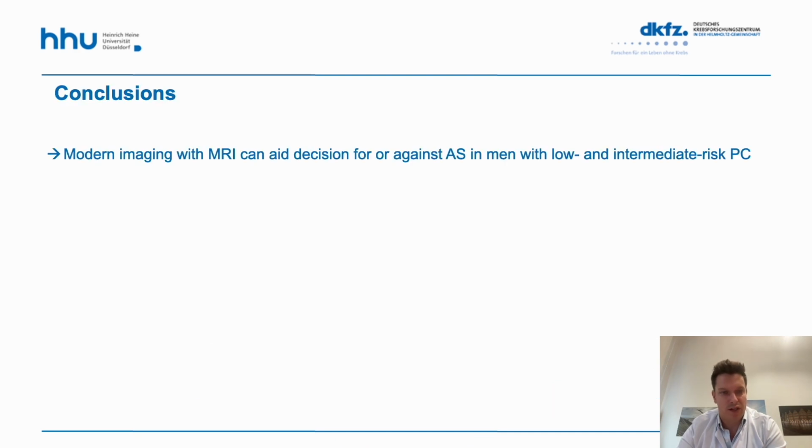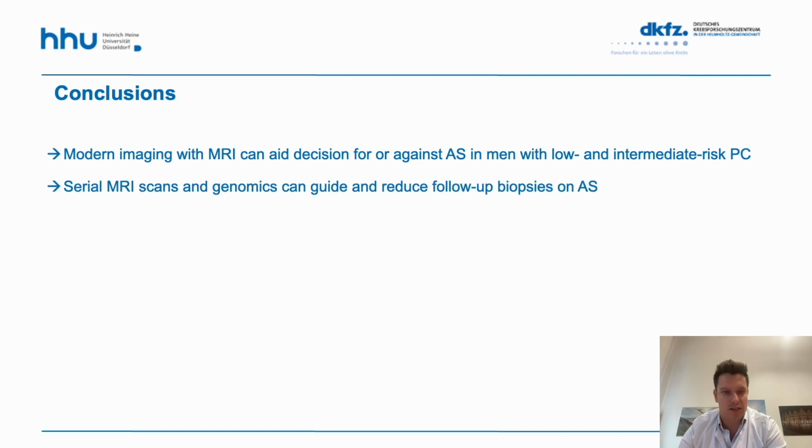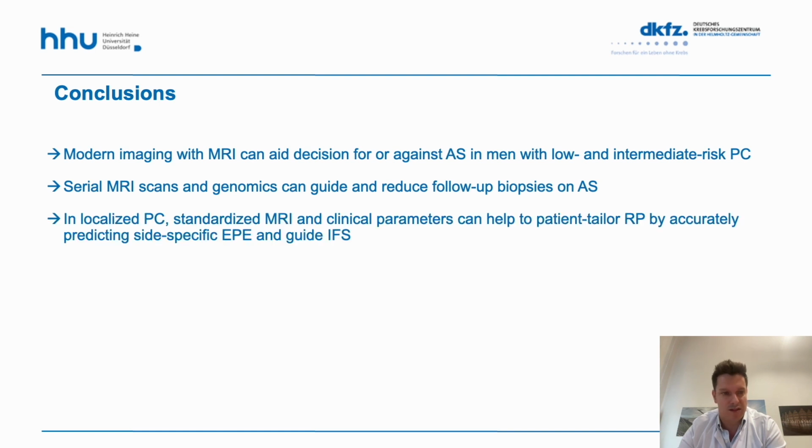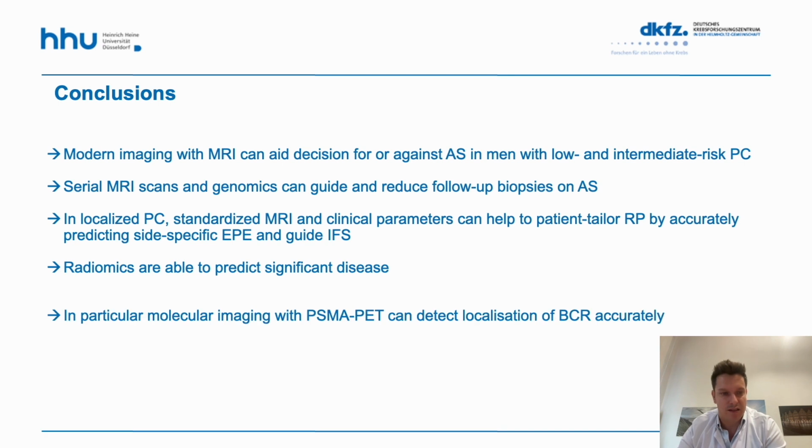So to conclude, modern imaging with MRI can aid decision for or against active surveillance in men with low and intermediate risk prostate cancer. Serial MRI scans and genomics can guide and reduce follow-up biopsies on active surveillance. In localized prostate cancer, standardized MRI and clinical parameters can help to patient-tailor radical prostatectomy by accurately predicting site-specific extracapsular extension and maybe guide intraoperative frozen sections. Radiomics are able to predict significant disease, and in particular molecular imaging with PSMA PET can detect and localize biochemical recurrence, and they can predict biochemical recurrence on long-term follow-up.